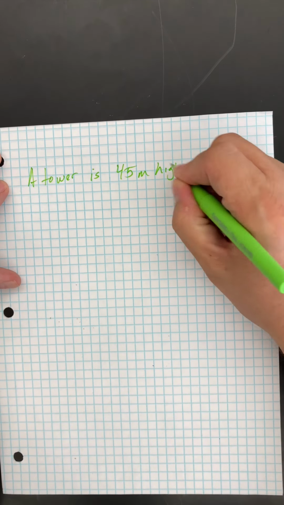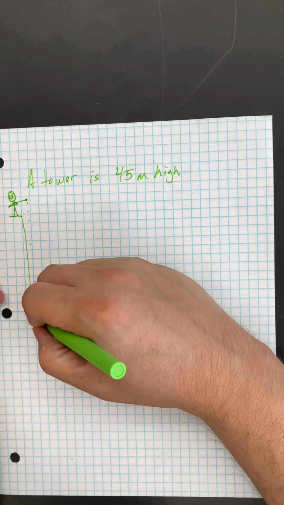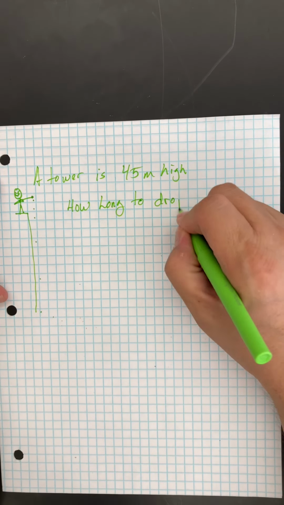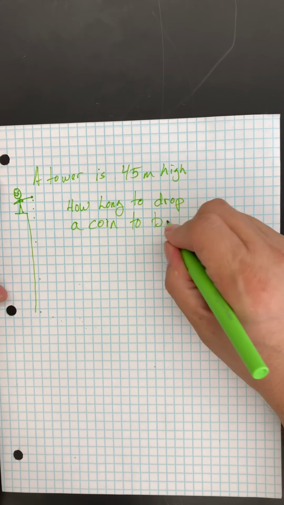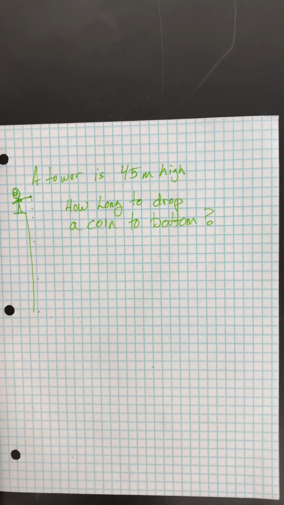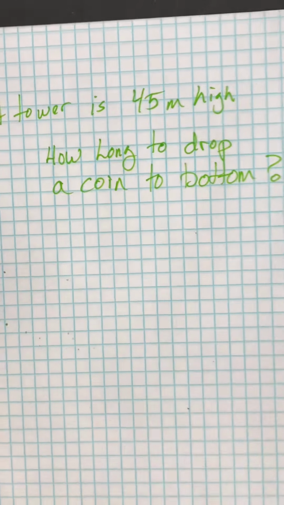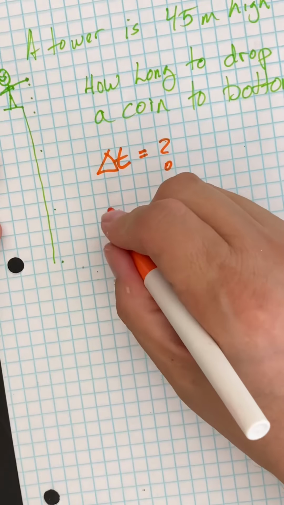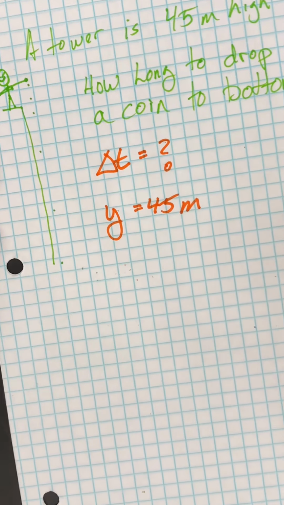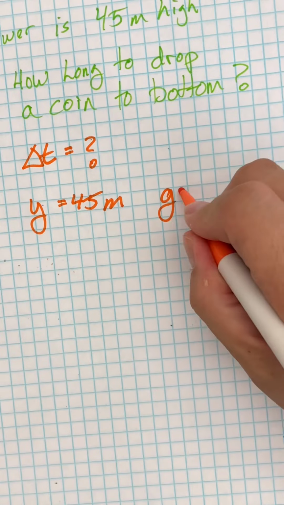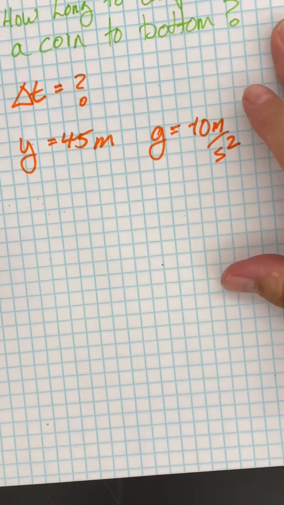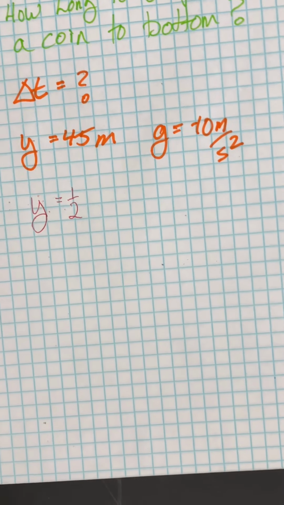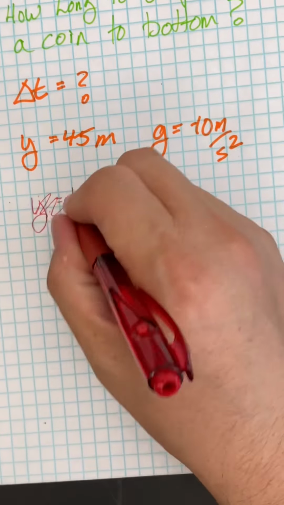Now, what happens if we're given a distance? Say we know that there's a tower and it's 45 meters high, and you dropped a coin from the tower. Could you find out how long it would take for the coin to reach the bottom? Well, 45 meters is my height. That's given. I know that little g is going to be negative 10 meters per second squared. What kind of formula could I be using? Let's take a look at some of the formulas we looked at earlier in the video and see if they work. No, that one is not going to work.